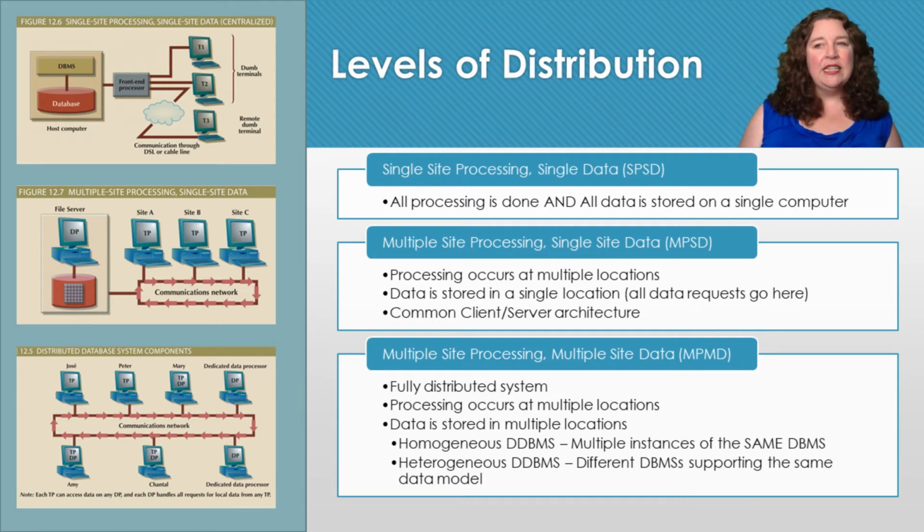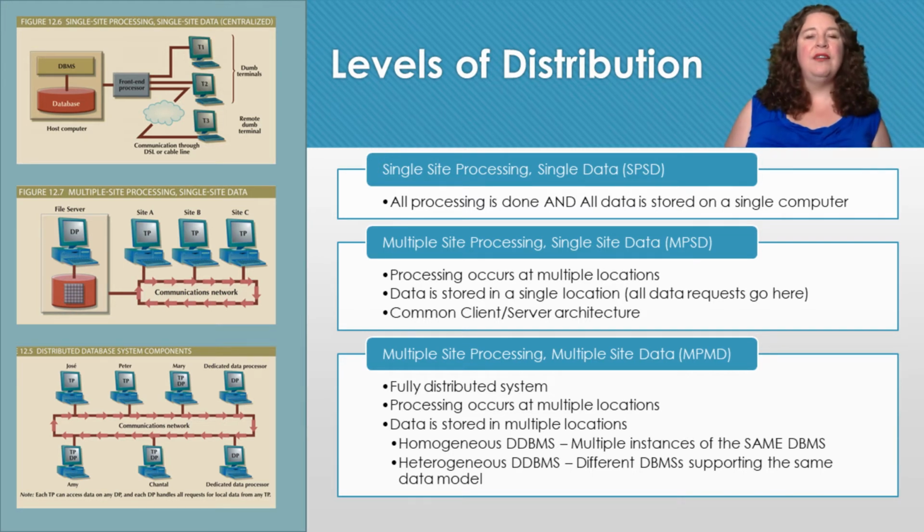The second is what we call a multiple site processing and a single site data. So again, our data, our file server, is going to sit on a single location, and he's going to hang out there and do his own thing. He doesn't have to be distributed yet. We haven't moved him around, but we're just talking about a single site data.